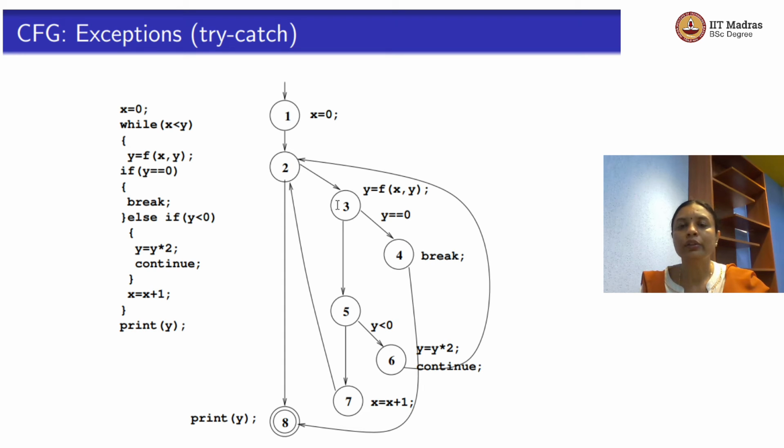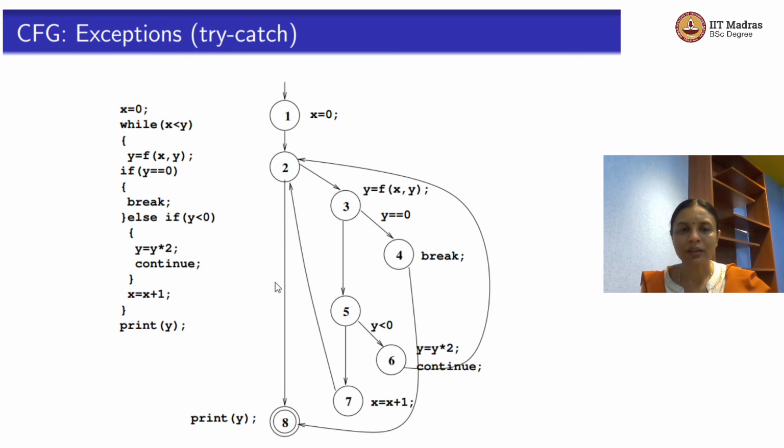2 to 3 to 4 to 8 represents the while and the first if returning true and coming out. 2 to 3 to 5 to 6 and loop back represents the while and the second if returning true and continuing in the while loop. 2 to 8 represents the while statement itself returning false. I don't do any of this other code, I directly go from 2 to 8, which represents the print statement, the last statement in the graph.